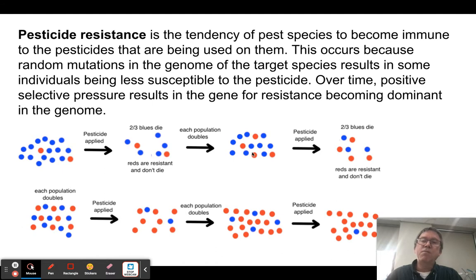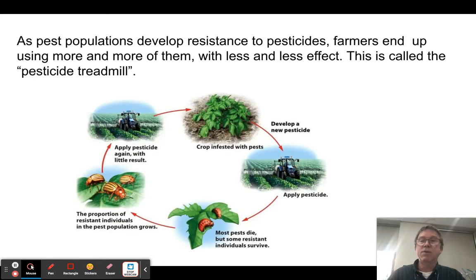And so when they all repopulate, notice that the population has a higher proportion of the resistant ones than it started with. We spray again, same thing happens, and over time, when I keep doing this, the genome of the population becomes more and more skewed towards having this particular resistance. It's just an example of what's called positive selective pressure. You are more likely to survive and reproduce if you're resistant to that pesticide. Therefore, that gene becomes more prevalent in the gene pool.